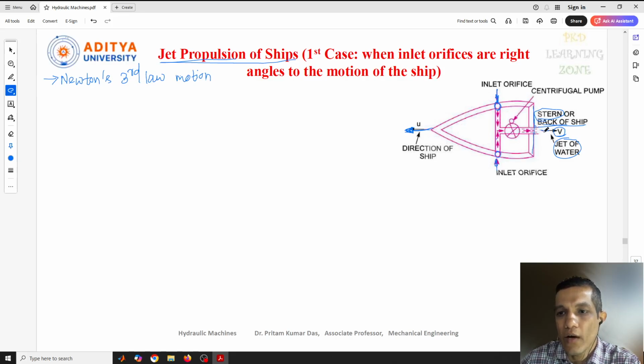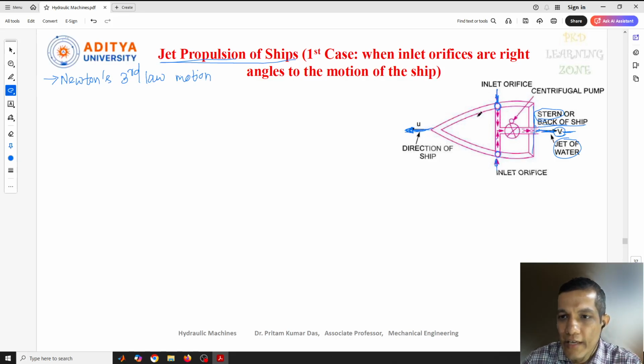How is it reacting? It's based on the concept that when a body is moving in this direction, obviously there will be an opposite reaction. So this velocity of water, or the jet of water, gives a reaction force to the ship. That's why the ship started moving in this direction. So here the jet of water is coming out of this ship in this direction. Simultaneously, the ship is moving opposite to this one.